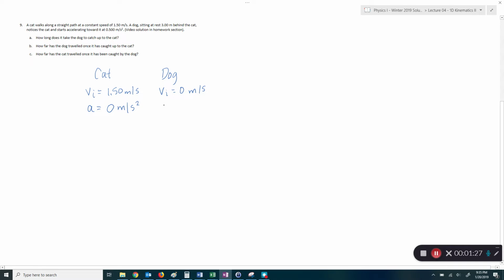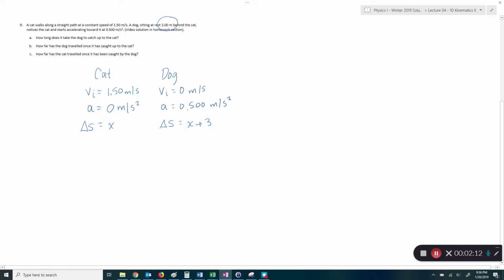It starts accelerating towards the cat at 0.500 meters per second squared. Now there's the part about the dog, which is sitting at rest 3 meters behind the cat. Okay? So if I were to do the delta S of the cat and the delta S of the dog, the delta S of the cat would then be, let's say, x, some value, so the cat travels a certain distance. The dog would then be traveling 3 meters more than the cat because it has to catch up to the cat and it's 3 meters behind it. So it would be x plus 3.